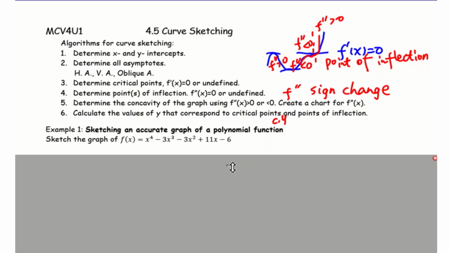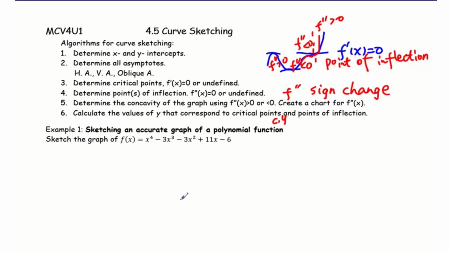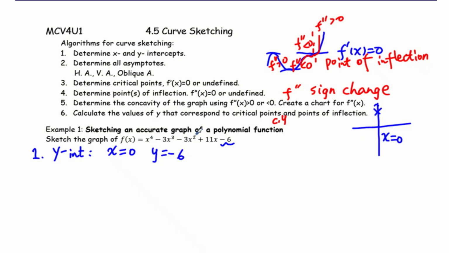So now we are going to see an example. It asks you to sketch the graph of this function. The first step is to find the y-intercept. That will be the easiest one to find. The y-intercept is on the y-axis, so the x value is always 0, so we substitute x equals 0. If it's in standard form, the last number is our y-intercept. The reason is that when we substitute x equals 0, all those terms with x become zeros.